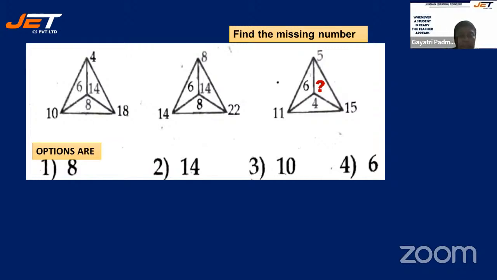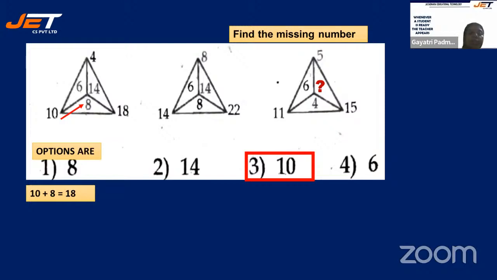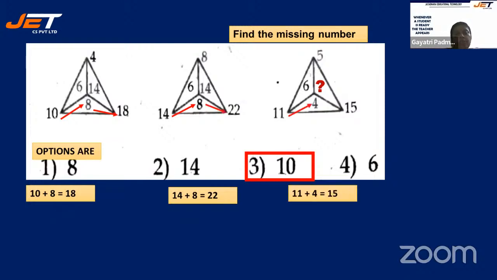So we need to know what that number is. Even this type, let us see one sum. Here the answer is option 3, that is 10. Yes, let us see how. See in the first triangle, if you add 10 plus 8, you get 18. You can see the arrow marks. And in the second triangle, if you add 14 plus 8, we get 22. Fine. So, see the third one. Likewise, if you add 11 plus 4, we get 15.